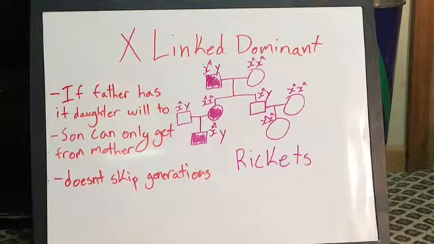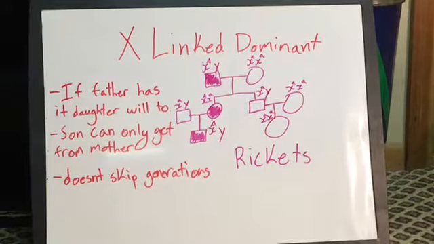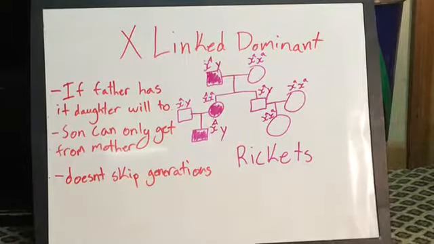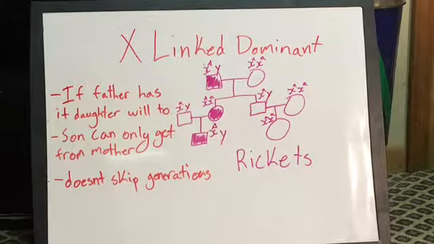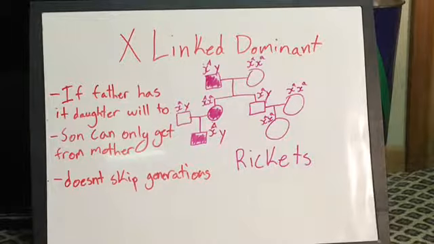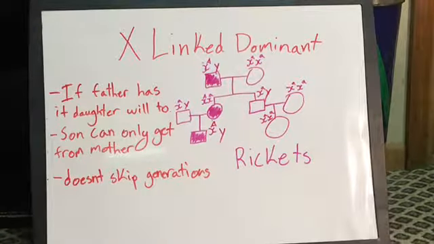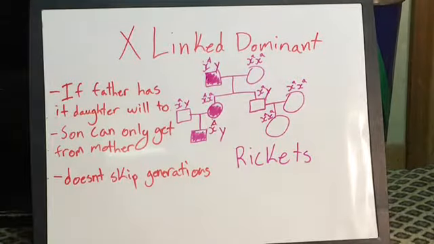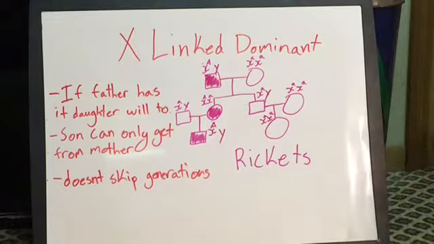Fourthly, we're going to talk about X-linked dominant traits. Now, if a father has the disease, the daughter is bound to have it, and the son can only get the disease from his mother. These diseases do not skip generations. For our example, we used rickets.